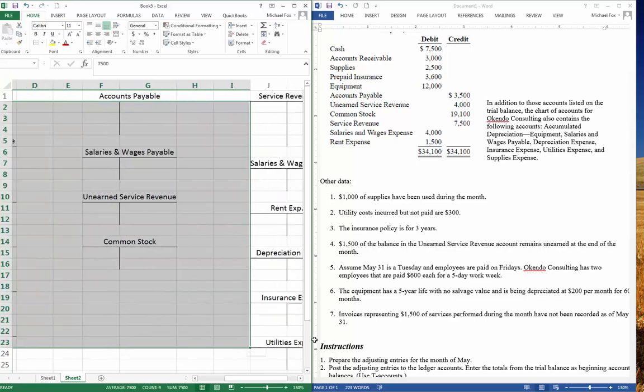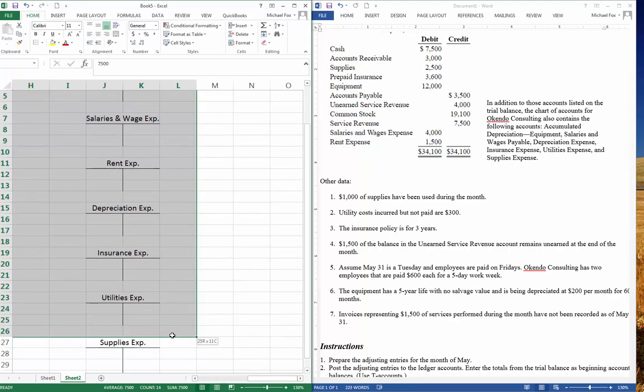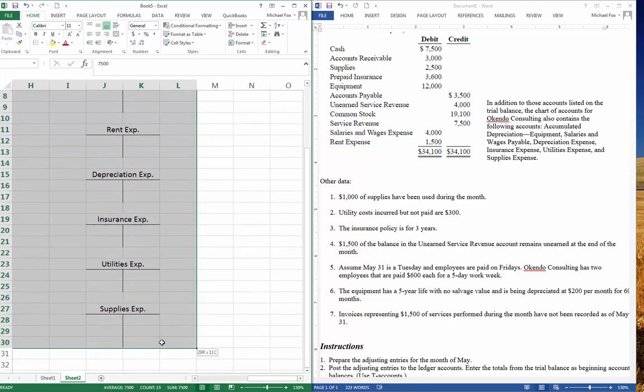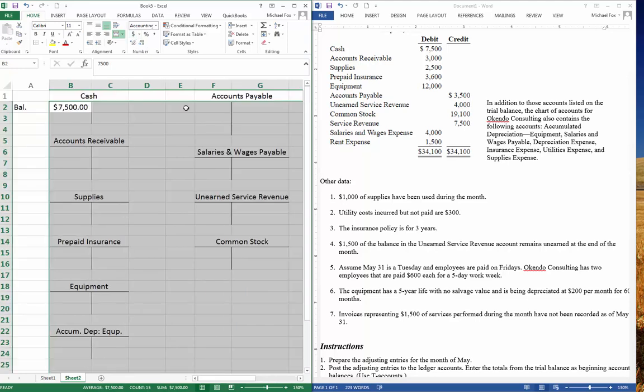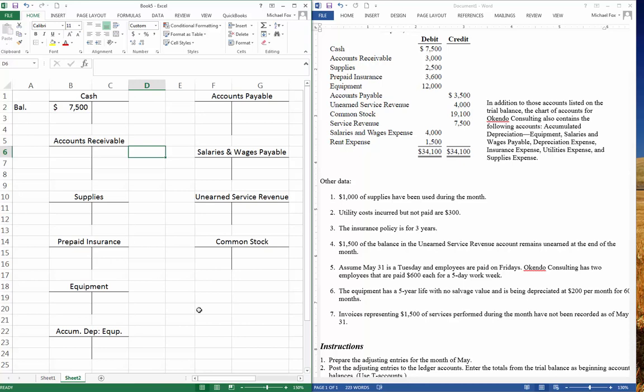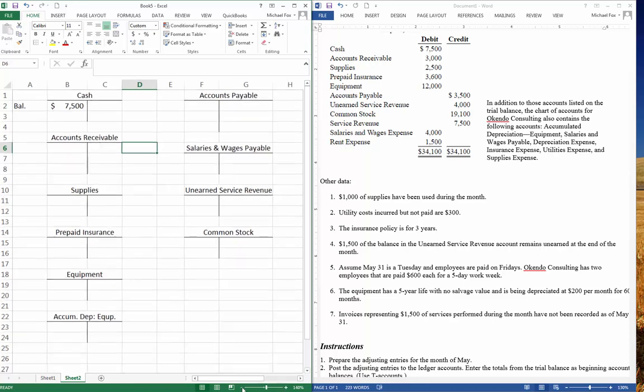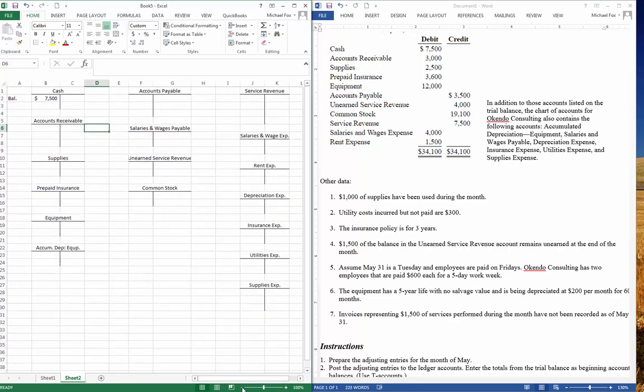Again, I'm going to tell Excel that all of these cells should be dollars, and we don't need pennies. So that's what we'll do. You'll see that I've actually got 3 columns worth here. I've got all my assets here, all my liabilities and equity here, and then I've got my revenue and expenses in a 3rd column. I'm going to make it a little bigger so it's easier to see.